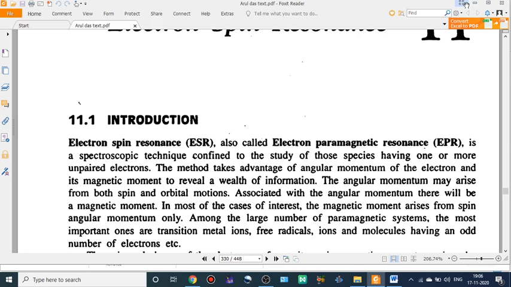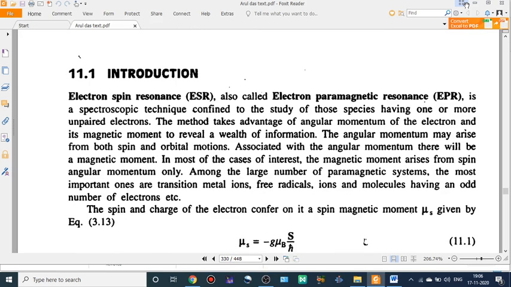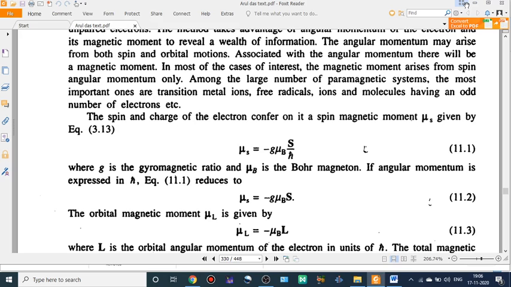In ESR, only paramagnetic electrons take part. That's why ESR, that is electron spin resonance, is also known as electron paramagnetic resonance. ESR is also known as EPR. Now we go to our principles of ESR.